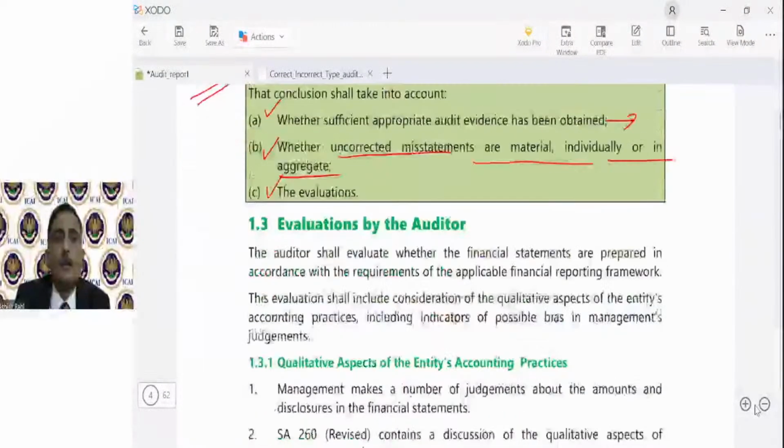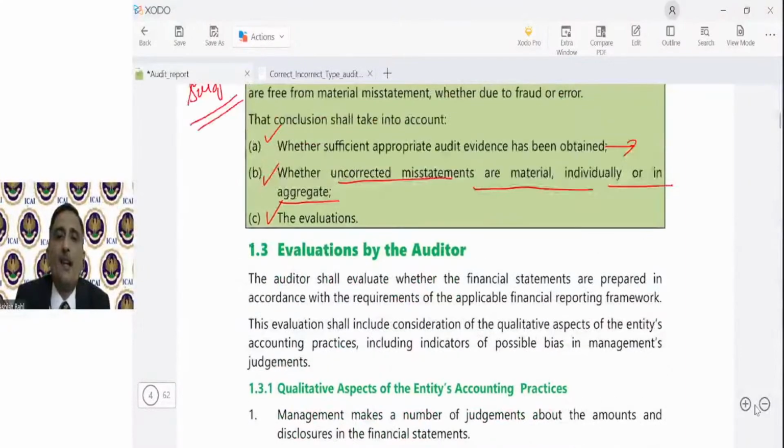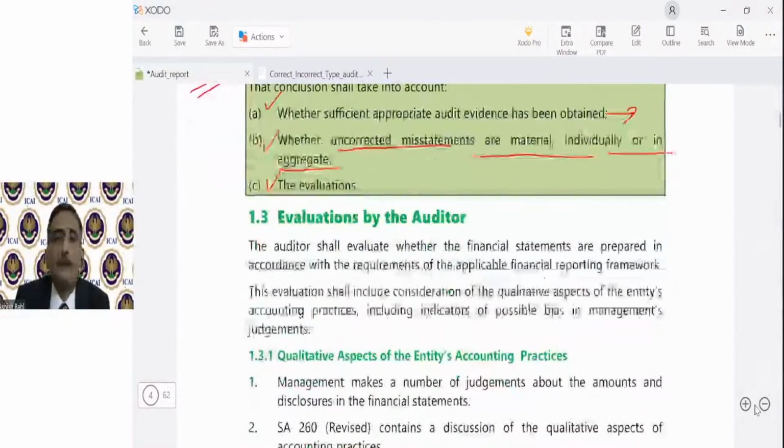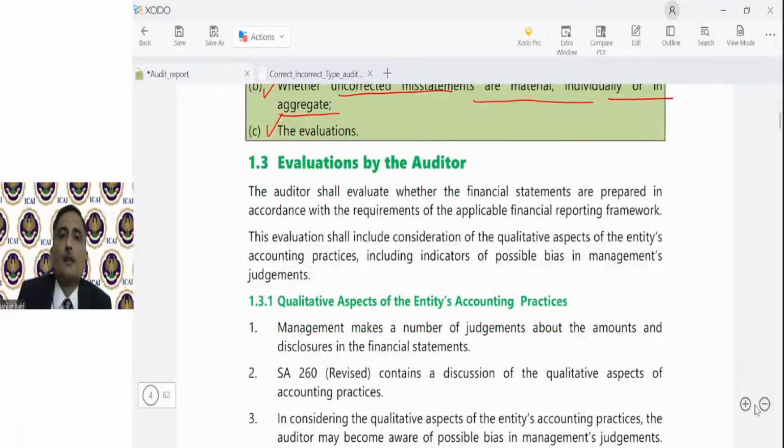Okay. So evaluations by the auditor. So how does the auditor make an evaluation? Yes, Prabhat, now you are saying 5 to 10. Yes, if you have read chapter 1 to 5, then you can understand this chapter.